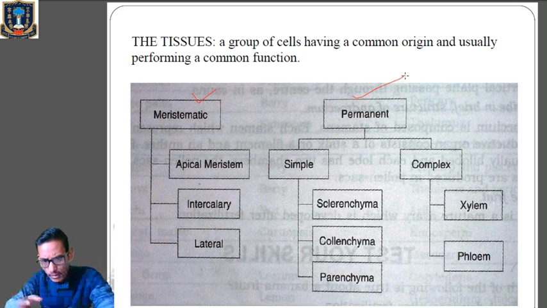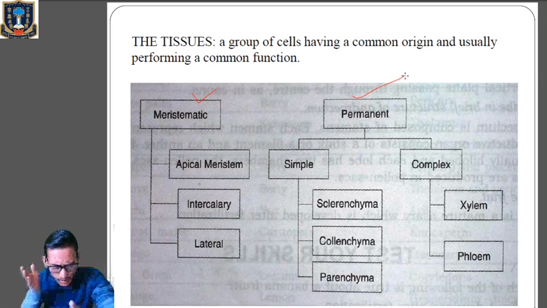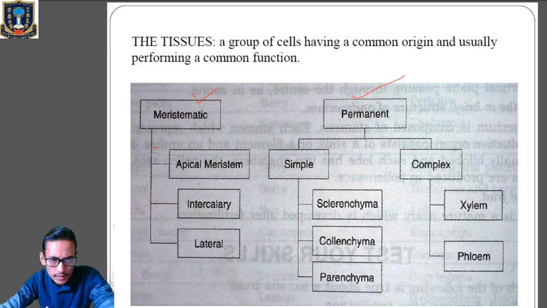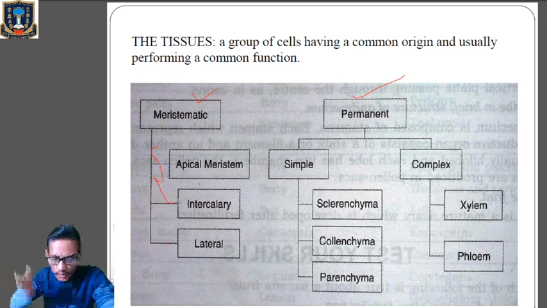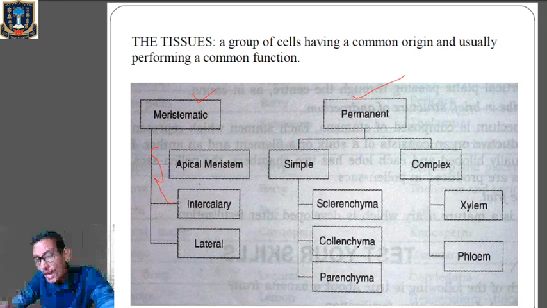Now, what do you mean by apical meristems and intercalary meristems? Listen very carefully. The apical meristem and intercalary meristem are placed under the primary meristem. We have two types of meristem, primary meristem and secondary meristem. First we'll discuss the primary meristem, then its subtypes, apical and intercalary. So what is primary meristem? Primary meristems occur in the early life of a plant, and they are responsible for the formation of the primary plant body.